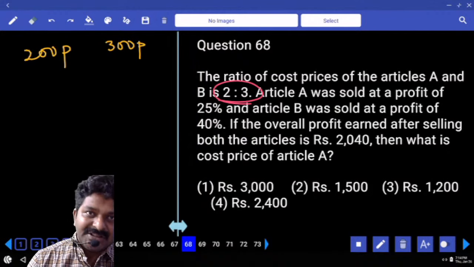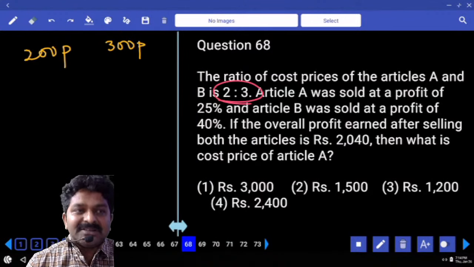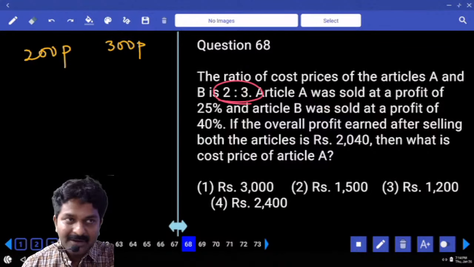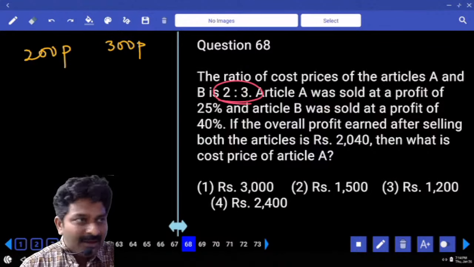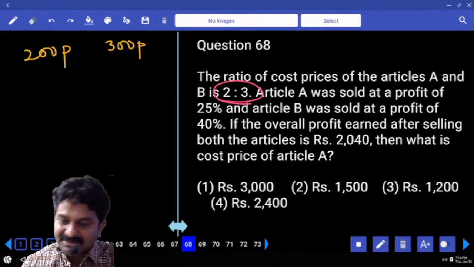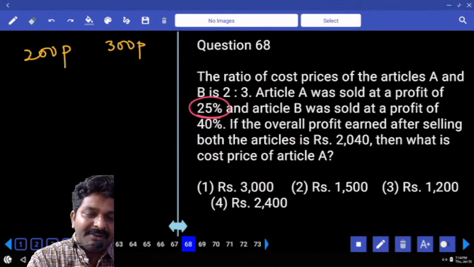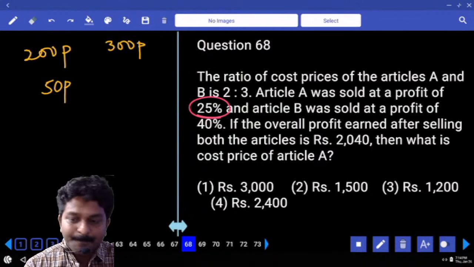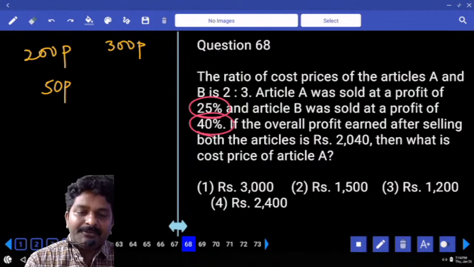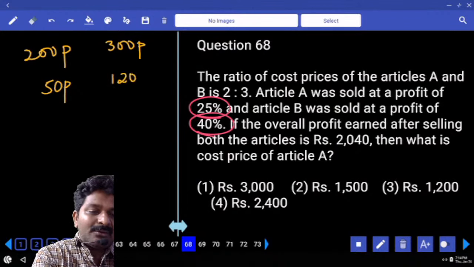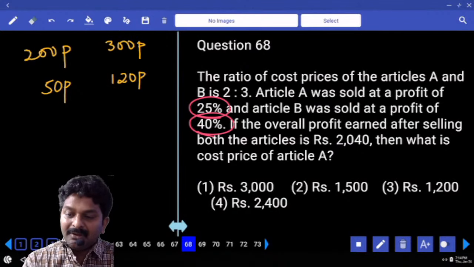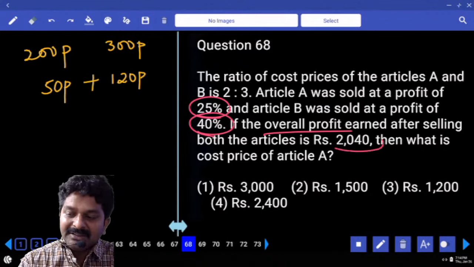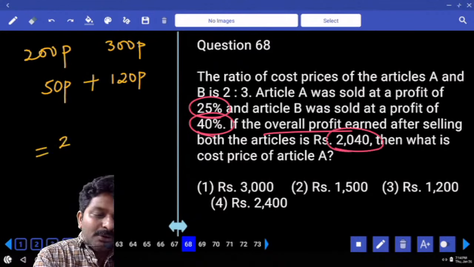Percentage comparison is there. If you directly take 2 parts and 3 parts, when you calculate percentage, you will get decimal values. I don't want to use decimals, so I am taking 200 parts and 300 parts. A is sold at a profit of 25%, that is 50 parts profit. B is sold at a profit of 40%, that is 120 parts. Overall profit is the sum of these two, which is 170 parts, equal to 2040.